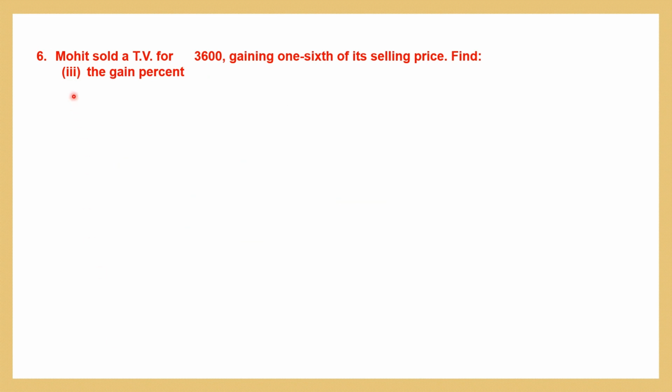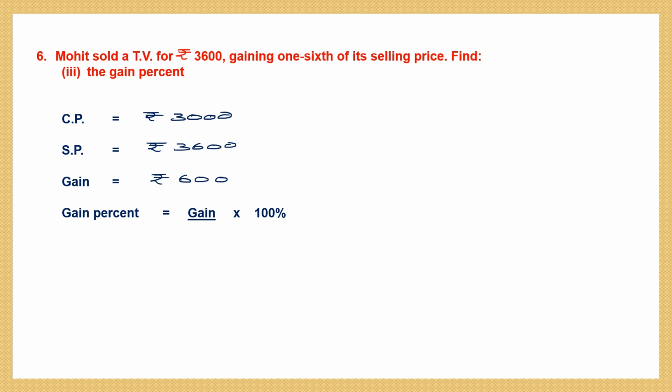Now the third part of the question is we have to find the gain percent. So we already know the cost price. The cost price is 3,000 rupees, which we found. The selling price is given to us, 3,600 rupees. We found the gain by subtracting cost price from selling price, and that is 600 rupees. Now to find the gain percent, we say gain divided by cost price into 100%. So that is 600 divided by 3,000 into 100%.